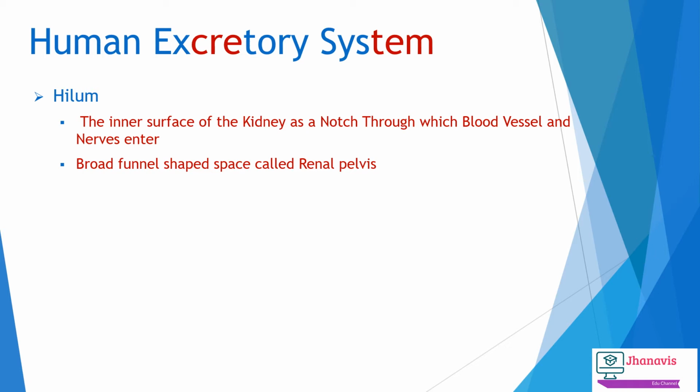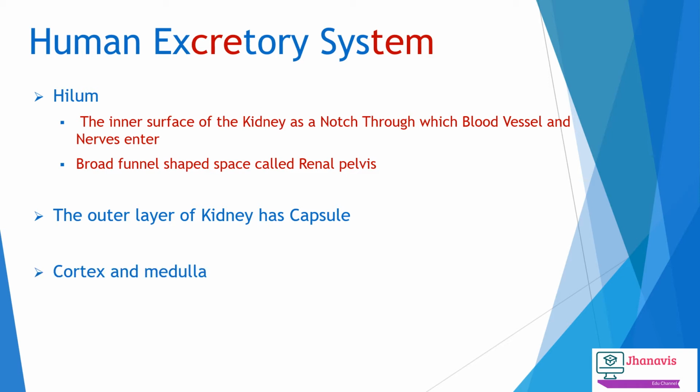Next is the outer layer, which I've already told you is nothing but the capsule, which is mainly protective in function. Next, there are two regions in the kidney. These are very, very important. One is the cortex and another one is the medulla. I will talk about these two regions in detail. First, we will talk about the medulla.